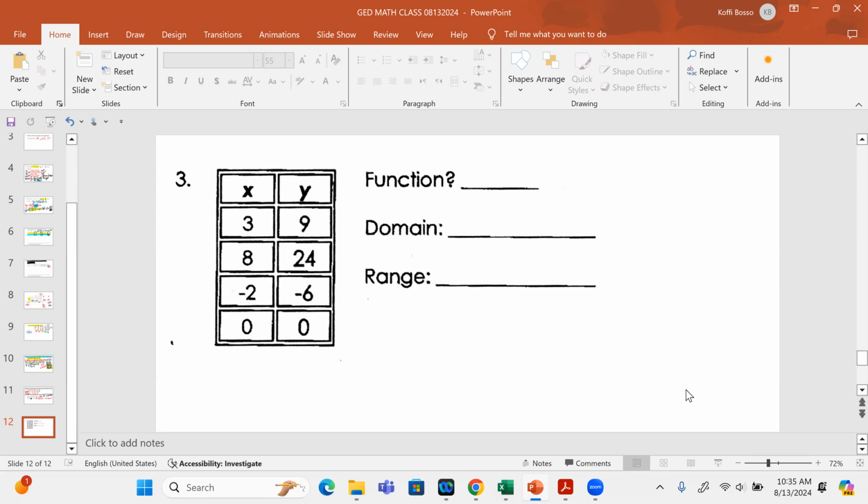So here, is it a function? Yes, no? Yes, it's a function. And what is the domain? Exactly. Wow. And the range here, exactly.